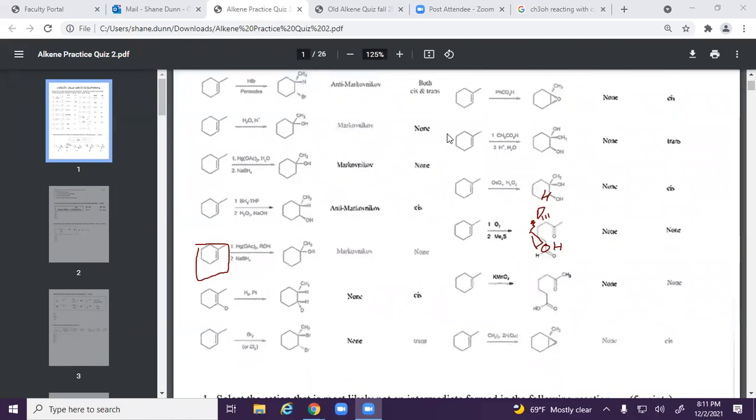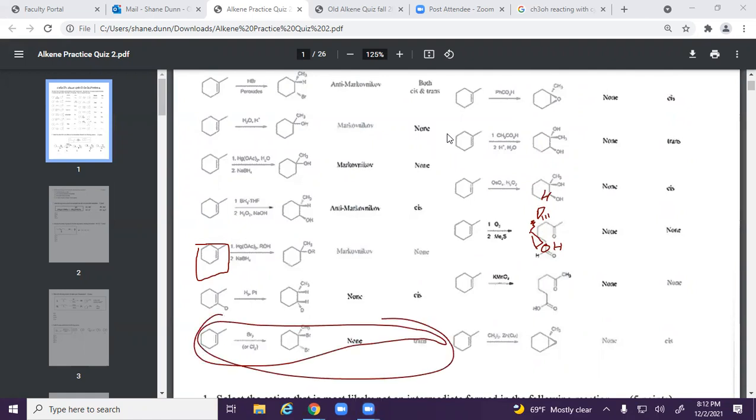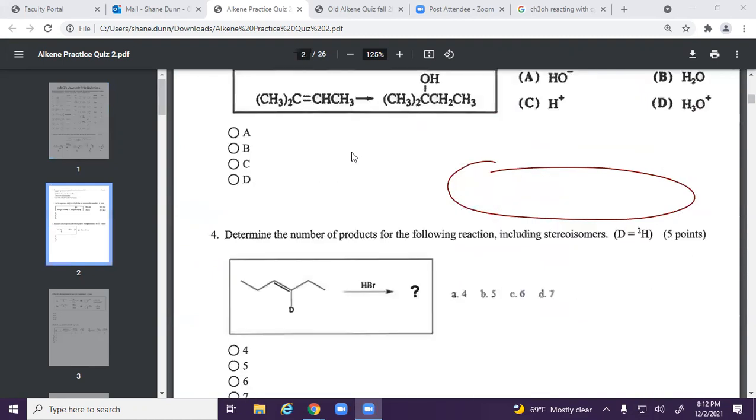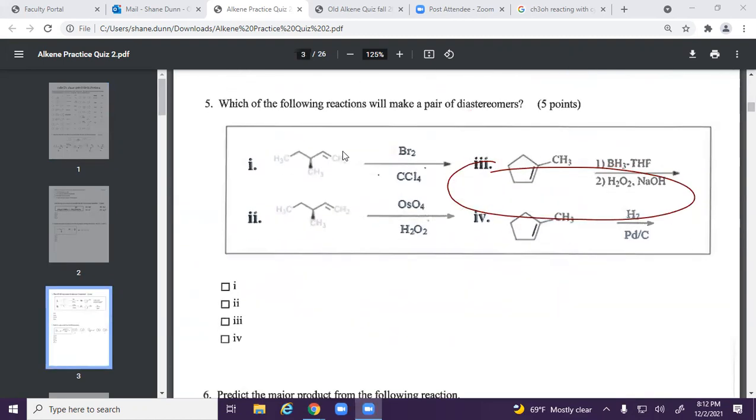Good. This guy right here is one of the other options we have. See how he formed, he's not anti-Markovnikov or Markovnikov, so he can work. So that's what one is. So one works. And then this is the second one we have. He's not anti-Markovnikov either, so he works. So one and two work because they're not anti, they don't form racemic mixtures. Because they're going to form diastereomers. Does that make sense?